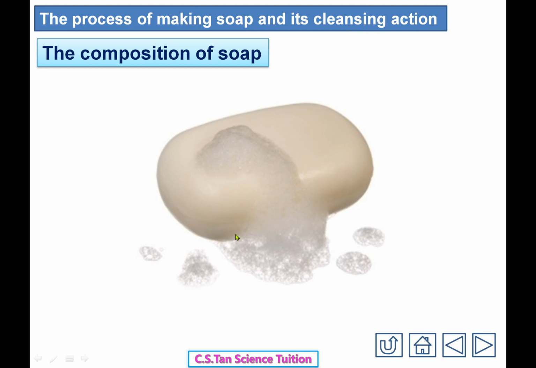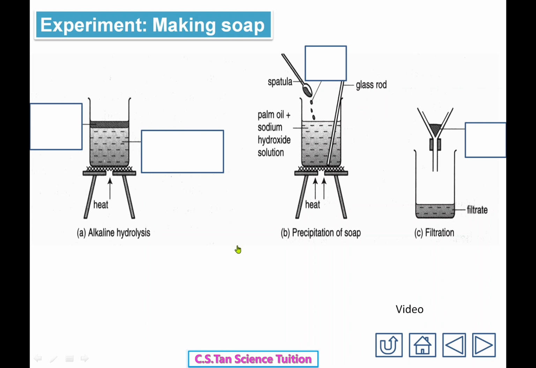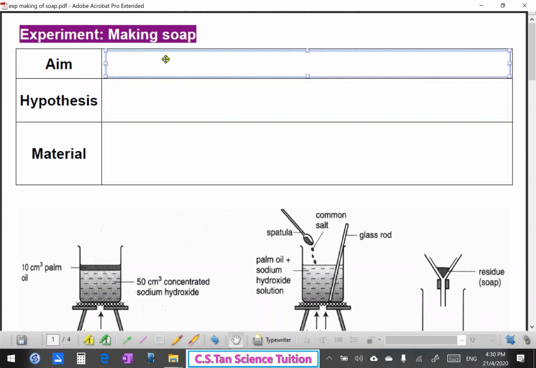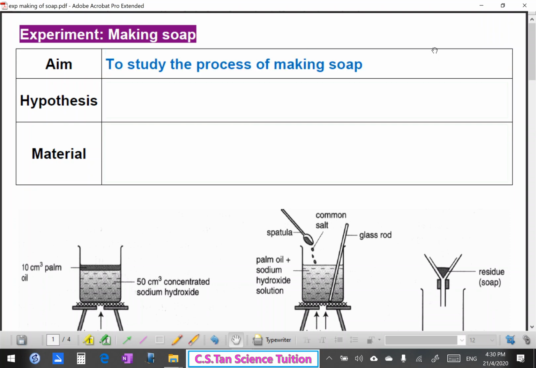Okay, so our first title, prepare experiment, page number 11, making the soap. So today we prepare the experiment making the soap. So what is our aim today? Okay, to study the process of making the soap. And hypothesis, so how to make the soap?